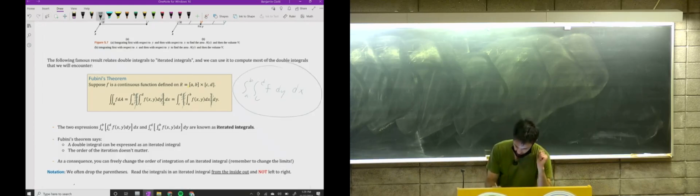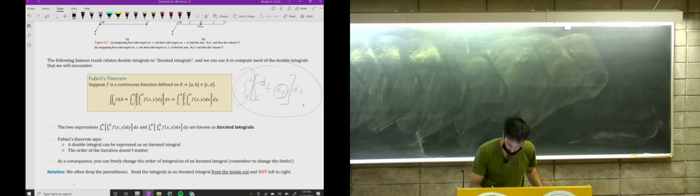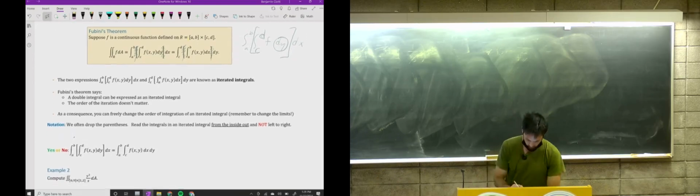So when you see this, the CD goes with the dy integral, and that's the one that you do first. You insert these parentheses in your mind. And then whatever you get from that, you then do the AB integral with respect to x. So let's try practicing that.